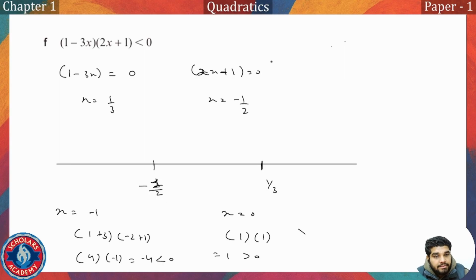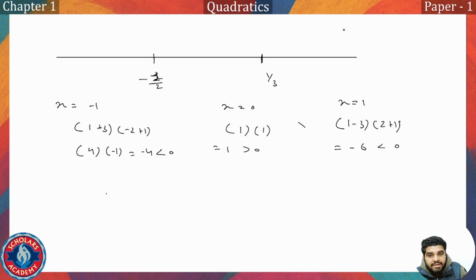Let's take the third interval. If I choose x is equal to 1 and substitute it, what I get is (1 − 3) and (2 + 1). So we get a negative value, which is −6, right? And this is less than 0. So the intervals that we'll take are when x is less than −1 by 2, or when x is greater than 1 by 3, right? So these are the answers.